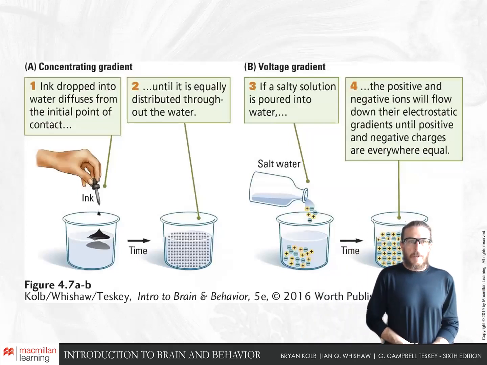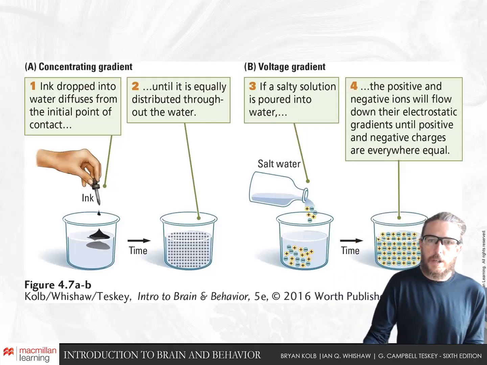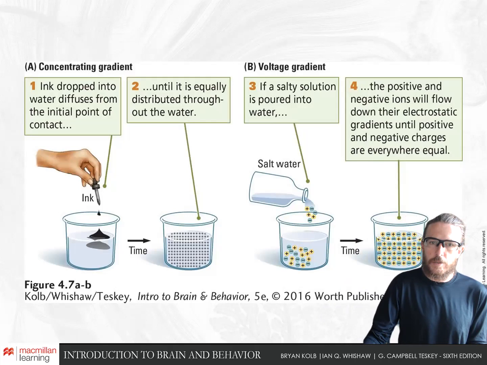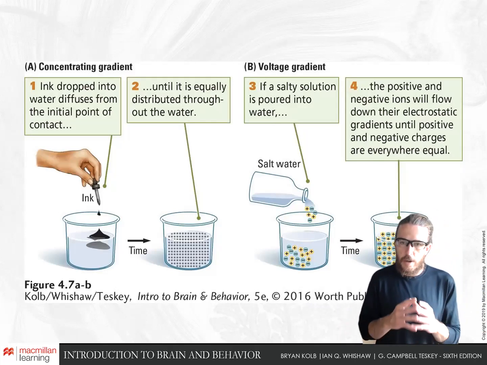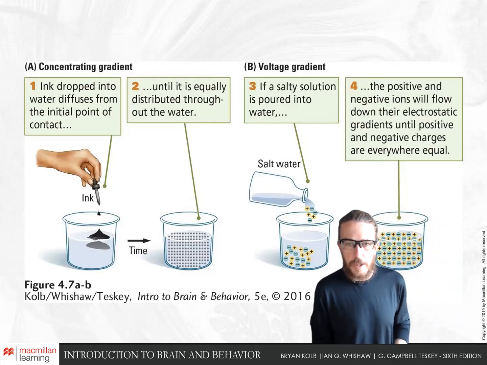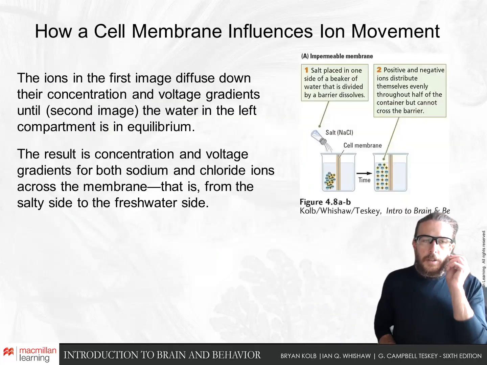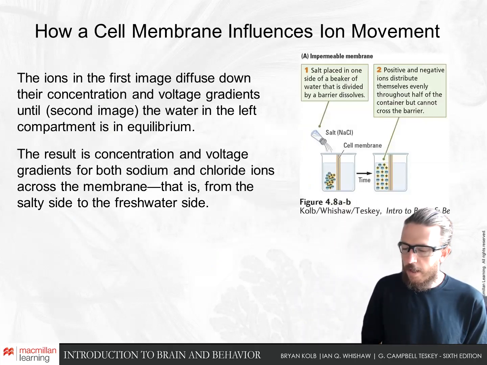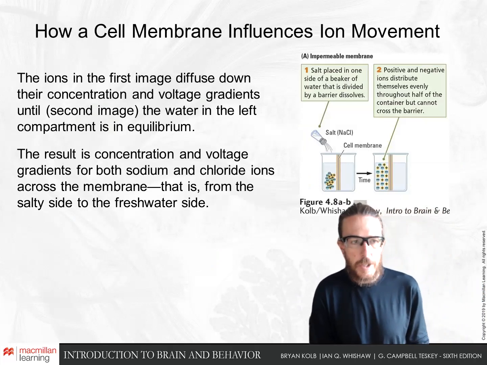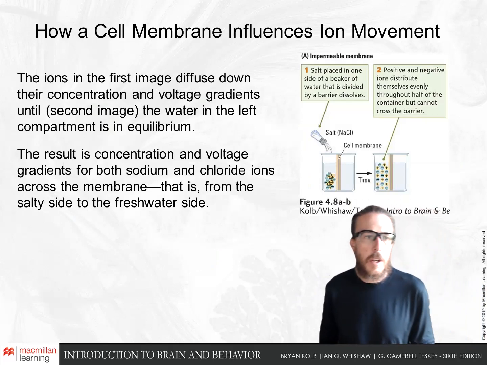So here's an example of the concentration gradient, a little bit of ink distributing equally throughout the water, and a voltage gradient. If you pour salt water into water, all those positive and negative charges will repel each other perfectly until they're equally distributed throughout the water. So we can think of a cell membrane as a dam in this operation that only lets some of these ions through and only at certain times.